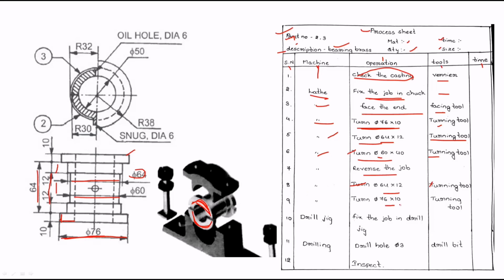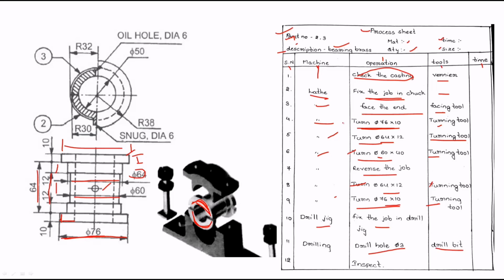Next, turning of 76 into 10. That side also has 76, from here to here it is 76 and the height is 10. So do the turning operation with the turning tool on the lathe machine. After completing these turning and facing operations, fix the job in the drill jig. After fixing the job in the drill jig, drill a hole of 3 diameter. This is the hole of 3 diameter, drilled with the drill bit.